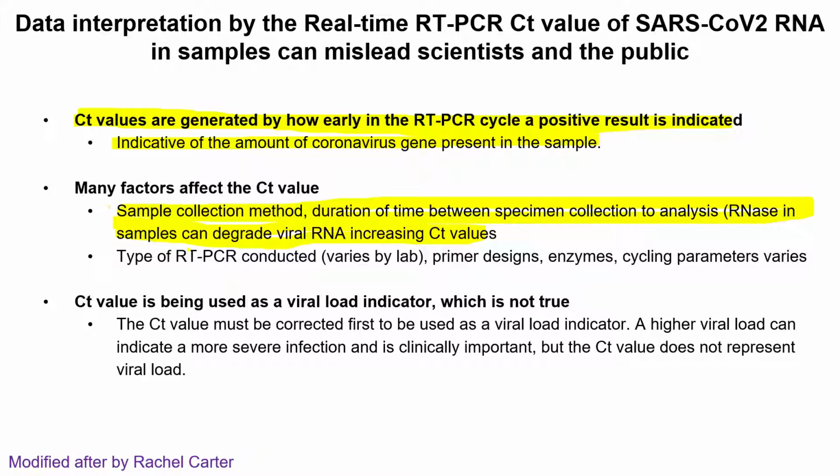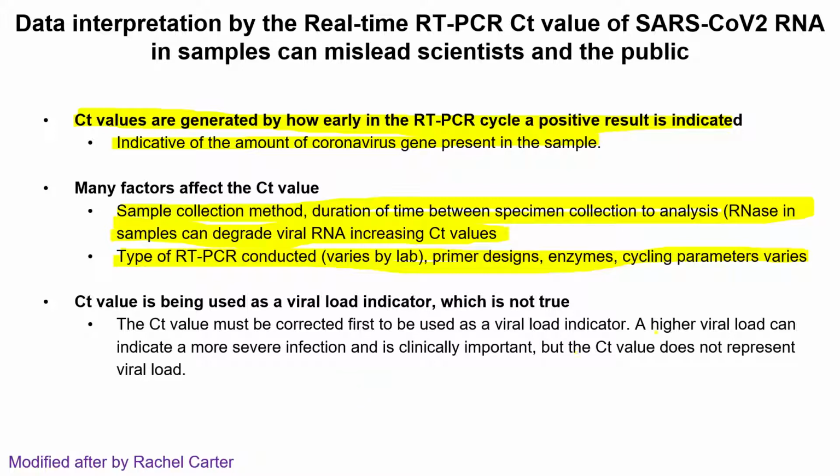For your exam, these are the things that are needed. First, just remember what a CT value is and what factors affect the cycle threshold. The main thing is the specimen collection, and definitely underline that RNases in the sample can degrade the viral RNA and increase the CT values. So RNases are important. Also, the type of RT-PCR conducted, primer design, enzyme, and cycling parameters can vary. But every day these are being standardized and the method is getting better and better.